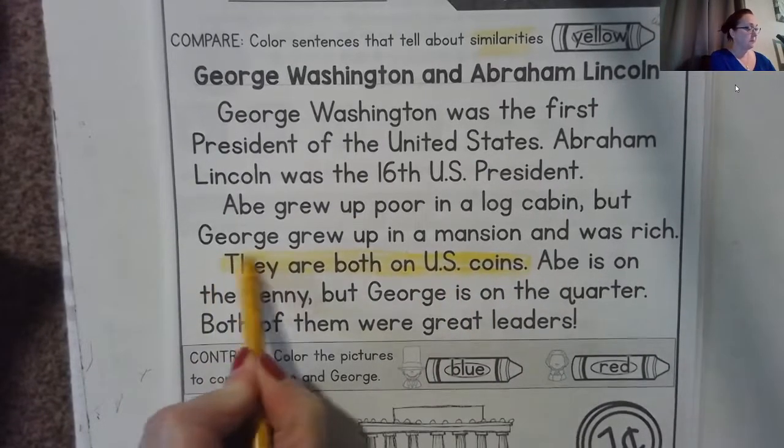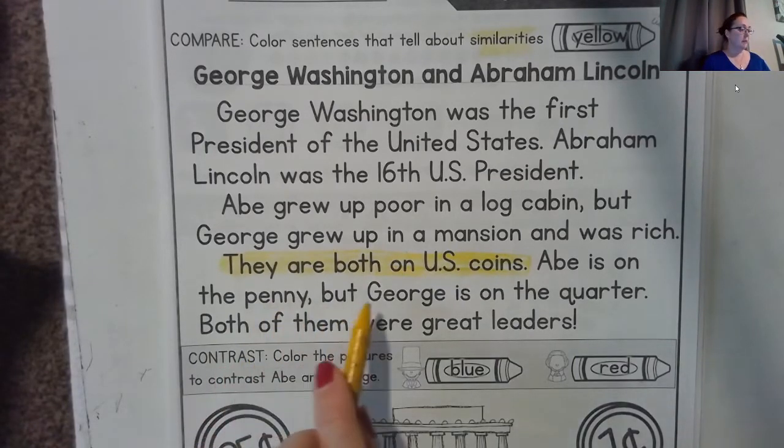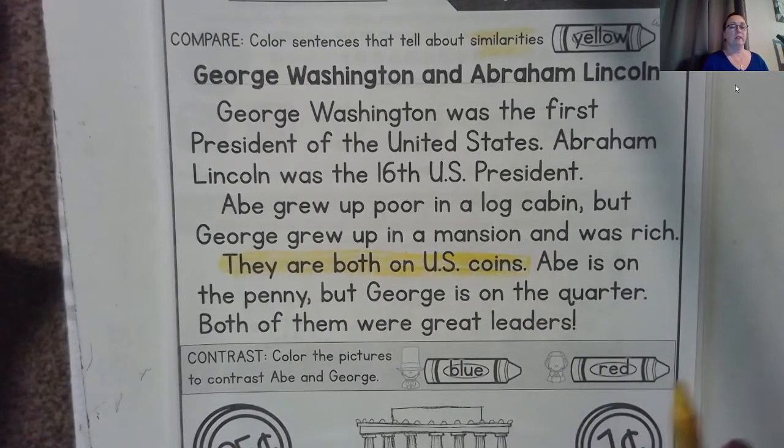There we go. They are both on U.S. coins. Abe is on the penny, but George is on the quarter. Are those similar or different? Those are different.